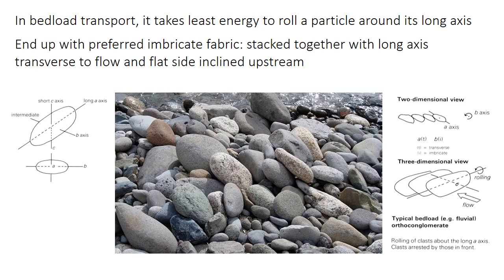this imbricated fabric. In the picture, you can kind of get the impression of a general alignment of the rocks. These will be pointing up and to the left, and they have their larger, flatter sides pointing up and to the right. This would indicate a current flowing generally from right to left in this photo.